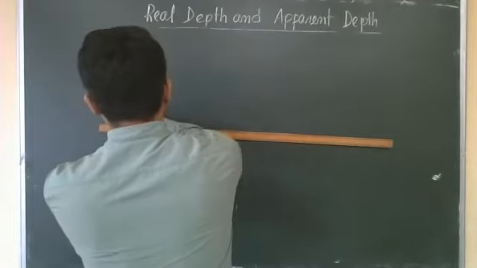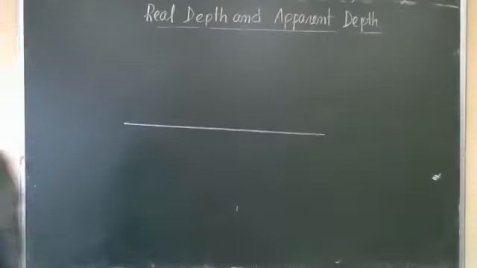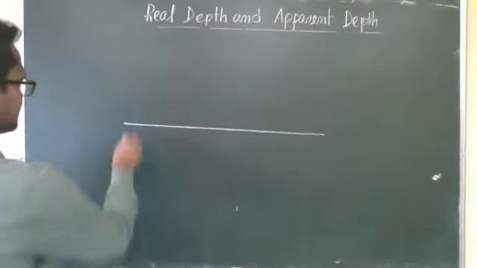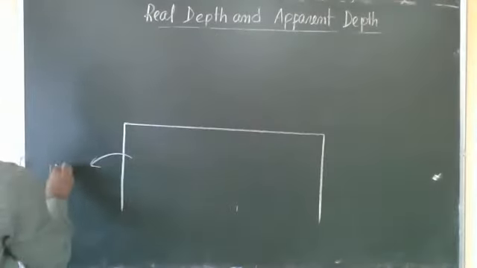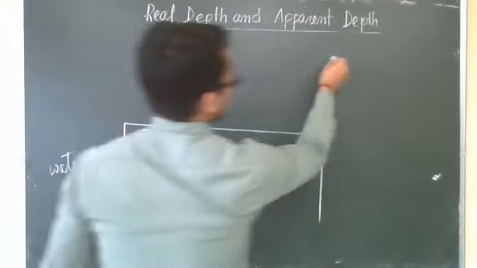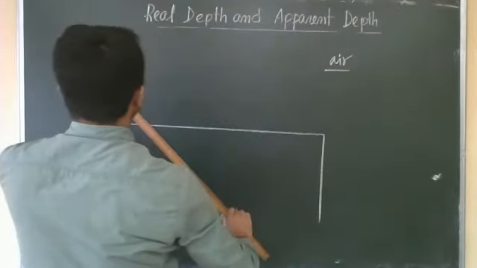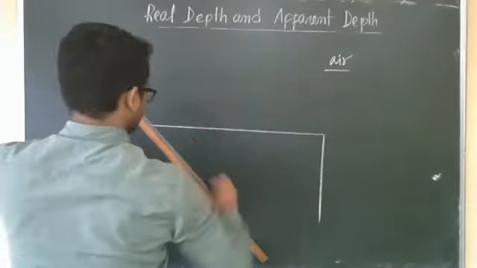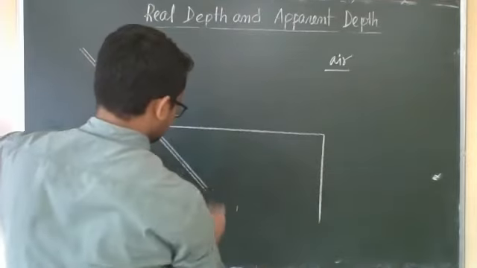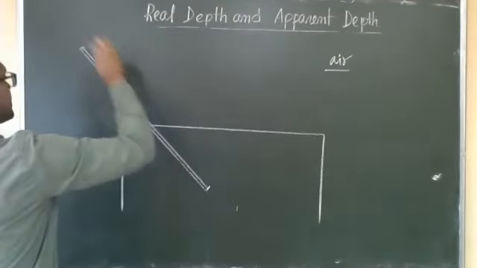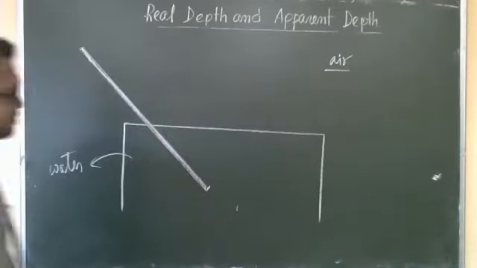So this is the water surface. This is the water medium, and this is the air medium. Now one stick is kept in this way. This is a stick.